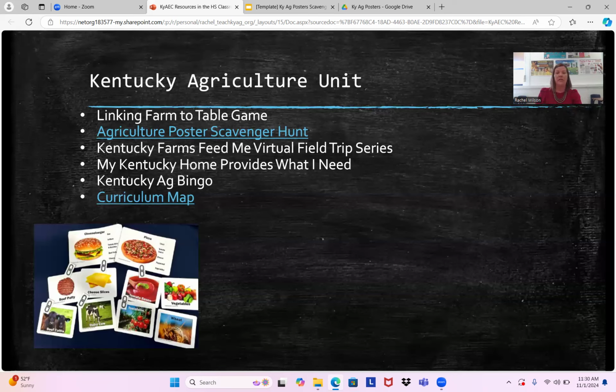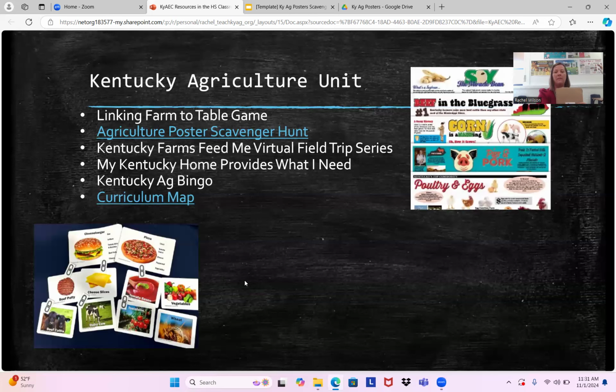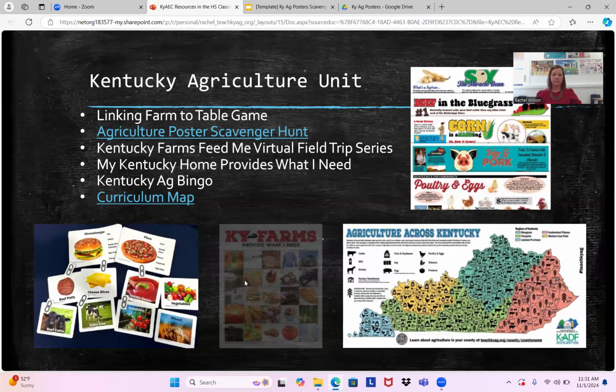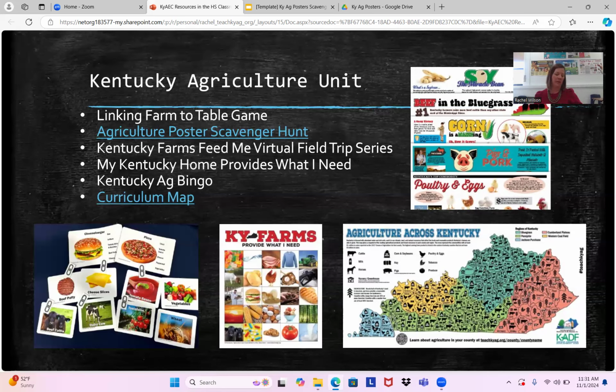Something else I like to do throughout the Kentucky Ag Unit, especially if I end up finishing a little early, or I have a few minutes left at the end of the day, is I love to play the agriculture bingo game or Kentucky Farms Provide What I Need bingo game. These are great. They're cardstock. They're very thick, and so they can be used for many years. But there's two sides to this particular card, and I usually try to keep some green beans or some corn or soybeans, something in my class that I can use as markers and pass those out.